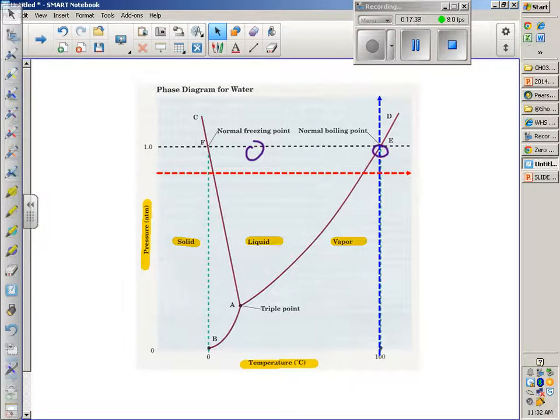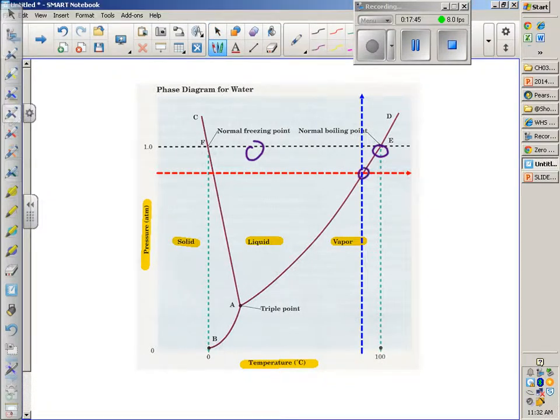So we slide this blue line down, and we intersect them here, which is still on the line, meaning that the water is still doing what? Boiling. But is it boiling at 100 degrees Celsius? No. It is not. It is boiling at a temperature lower than 100 degrees Celsius.